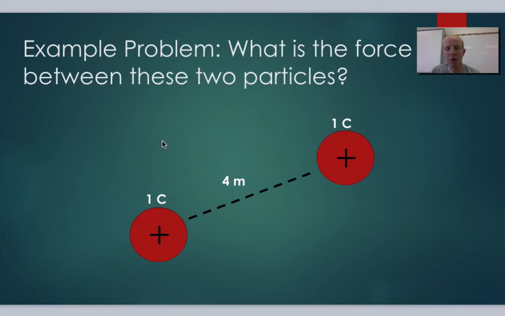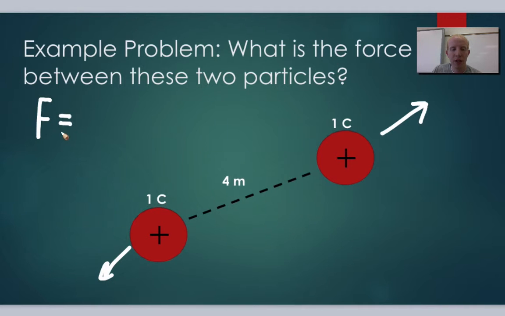All right, let's try a practice problem. What is the force between these two particles? We can see that this is a 1 coulomb charge 4 meters away from another 1 coulomb charge. First of all, think about what direction the force is going to be. Because these are like charges, the forces will be in opposite directions, or they're going to repel each other. Then we can use the calculation to figure out how much force there is in newtons.